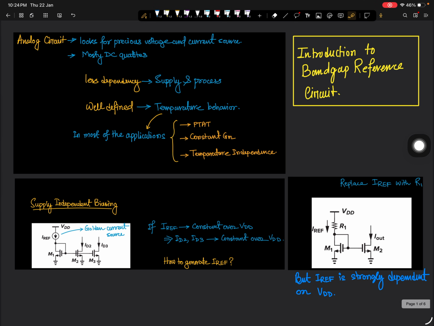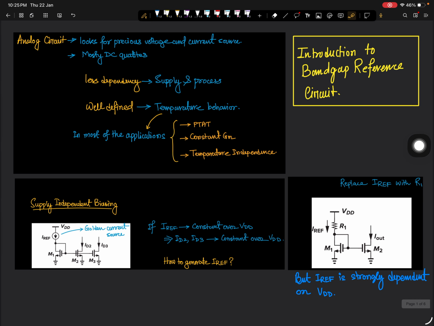For example, if you consider a BJT, and on the y-axis you have the VBE voltage and on the x-axis it is temperature, then the plot will look like this. As the temperature increases, your VBE voltage falls, and it has a slope of about minus 2.5 millivolt per degree Celsius.